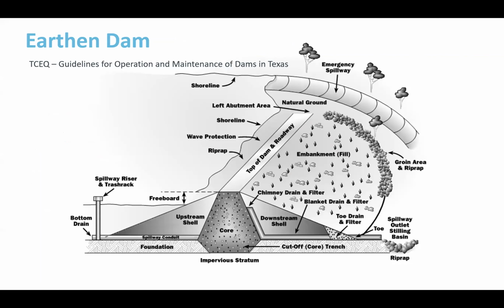I put earthen dams up here. I'm not going to talk about it in great detail, but I want to acknowledge that there's a good portion of dams that are earthen. And so basically this is a nice illustration of what that type of construction looks like. You have an embankment fill, you have a center core, you have water behind the spillway, you have a certain amount of freeboard so the water doesn't go over the dam, and various other parts that are illustrated here. This illustration is provided by TCEQ in their guidelines for operating maintenance of dams.